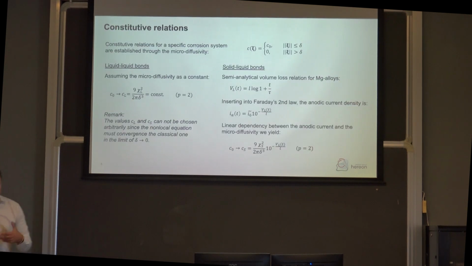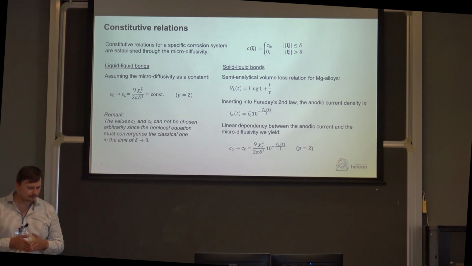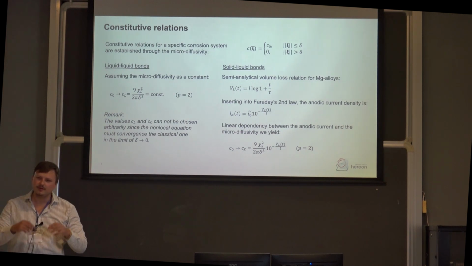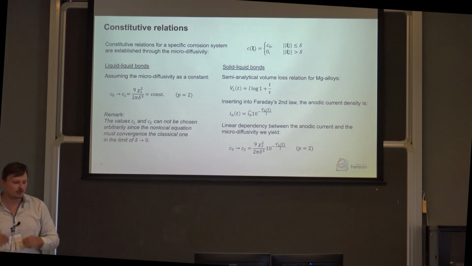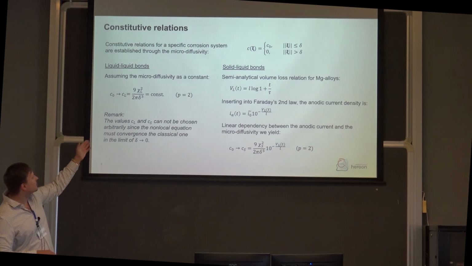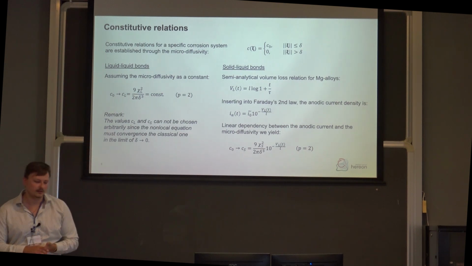So the question is how to choose this in relation to the problem at hand. And there are different approaches that have been proposed in the literature. Here is one that we have been using. For example, in the electrolyte liquid part, so the liquid-to-liquid bonds, we assume a constant microdiffusivity, which is related to the classical local diffusion coefficient. This is useful because if you think of a shrinking horizon, so vanishing non-local interactions, this should, in the limit, recover the local relations. So that's why the microdiffusivity is also related to the local parameter.